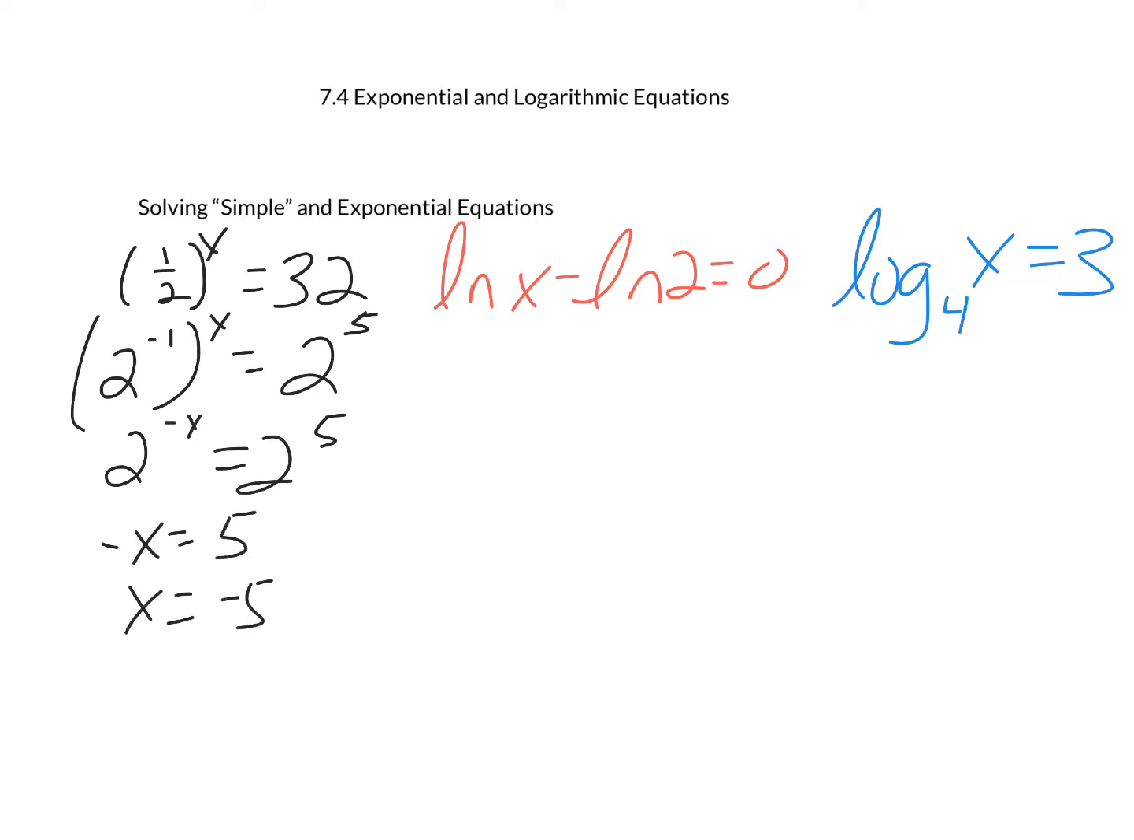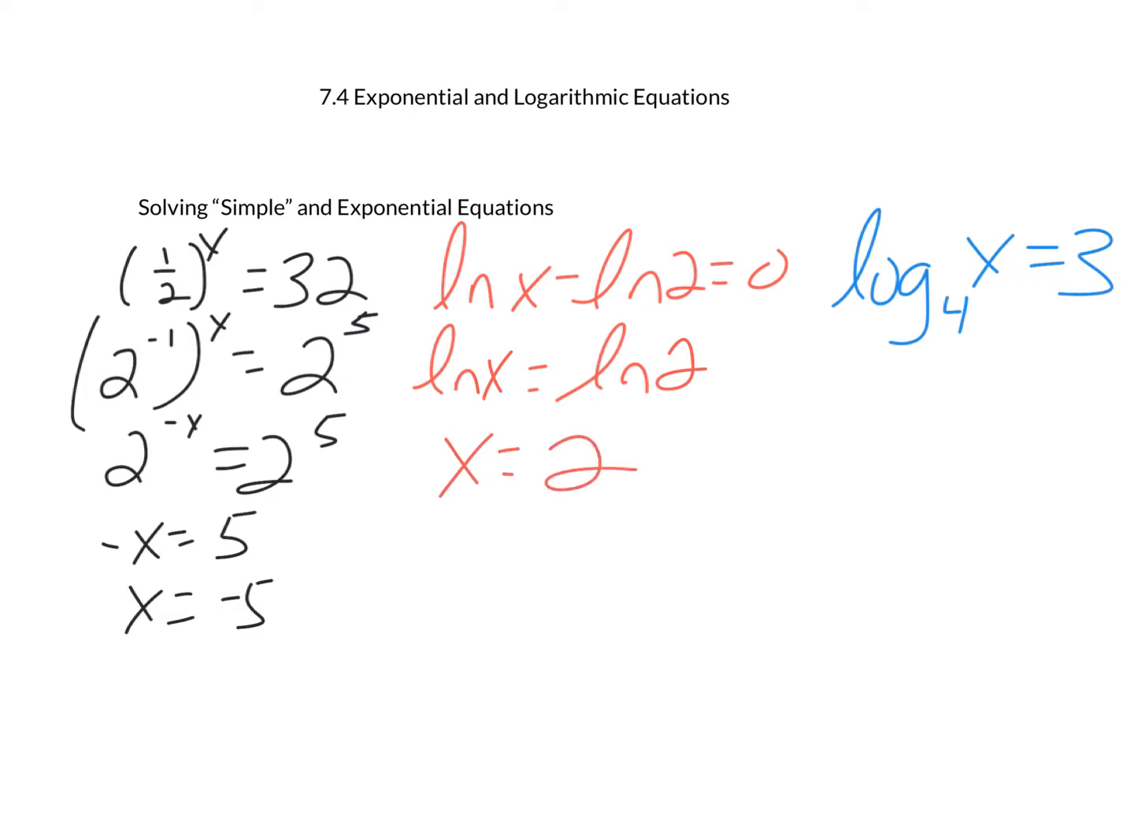5. Next one. We have ln x minus ln 2 equals 0. If I move the ln 2 to the other side, remember our rule from our previous video, we have the same log and same base equal to each other. We can just set what's inside right here equal to each other. So just x equals 2. That's it, you got it.